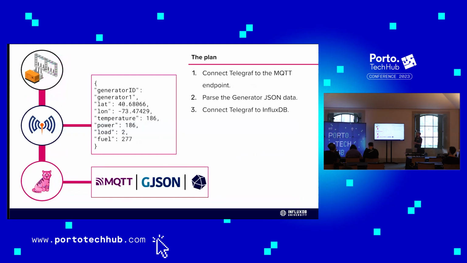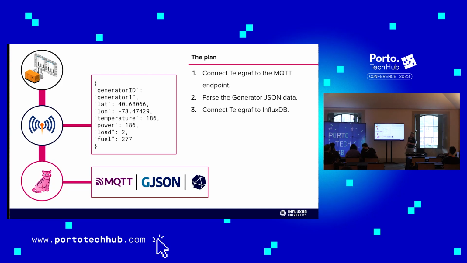Okay, so the plan for Telegraf: we're going to connect Telegraf to the MQTT endpoint. This is the payload that we're going to be dealing with, a very simple payload. Essentially we're going to have a generator ID, which will become important when we pass it into InfluxDB. We're going to have a lat and long, which will be important again later when we start to visualize our data. And then we have a series of sensor values. In this case, very basic: temperature, power, load, and fuel.